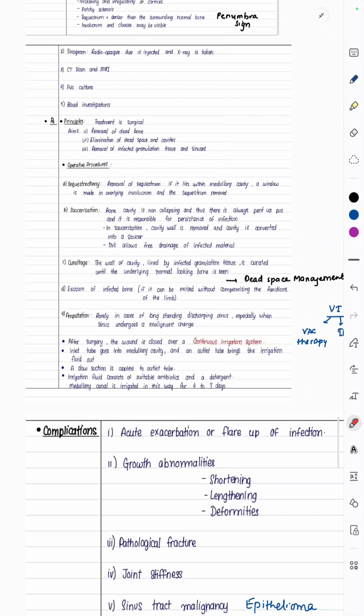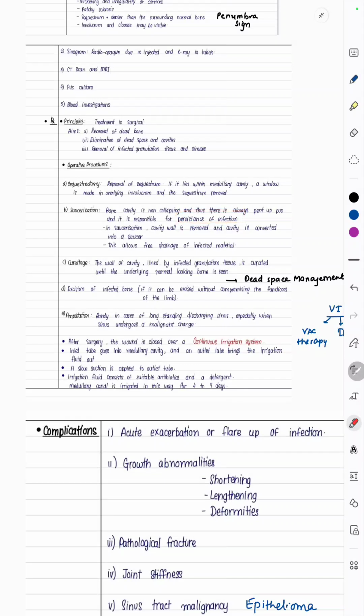And the management principle is that the treatment is surgical: removal of the dead bone, and elimination of the dead space and the cavities. So the operative procedure is called sequestrectomy and saucerization. Sequestrectomy is the removal of the sequestrum, and saucerization is where the hollow cavity is converted into a shallow cavity, because of which persistence of infection won't take place and recurrence of infection won't take place.